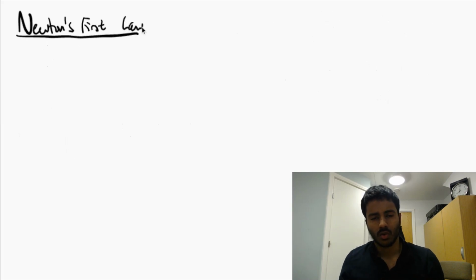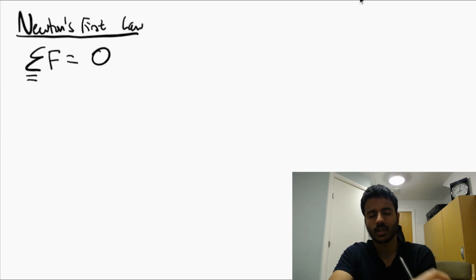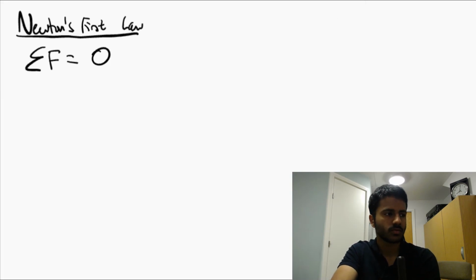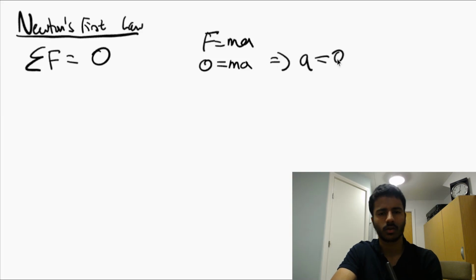Now Newton's first law is actually a special case of the second law, and what it considers is, what if the resultant force on an object is equal to 0? And this sigma sign here just means the sum, so it's basically the sum of the forces, so this is representing the resultant force. If that was equal to 0, then F equals ma. If 0 equals ma for an object that has some mass, that means that a must be equal to 0.